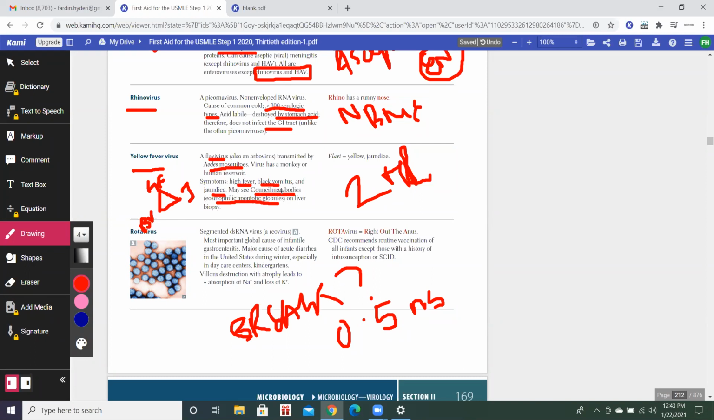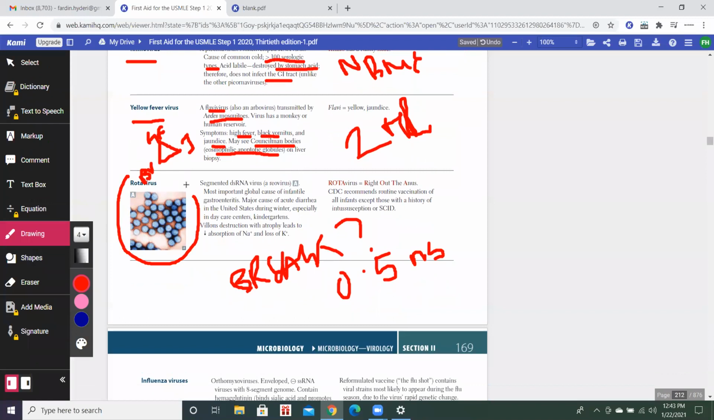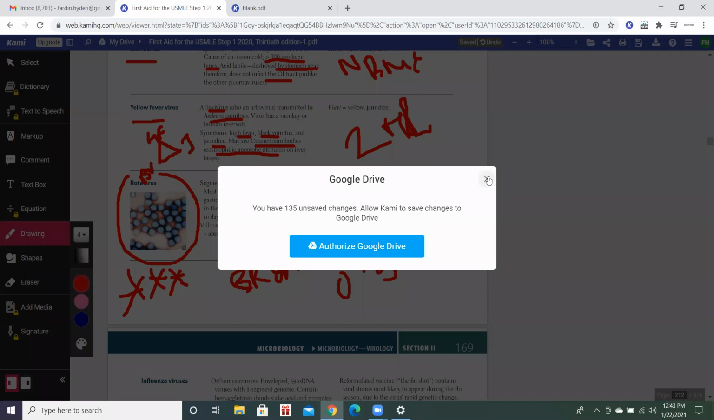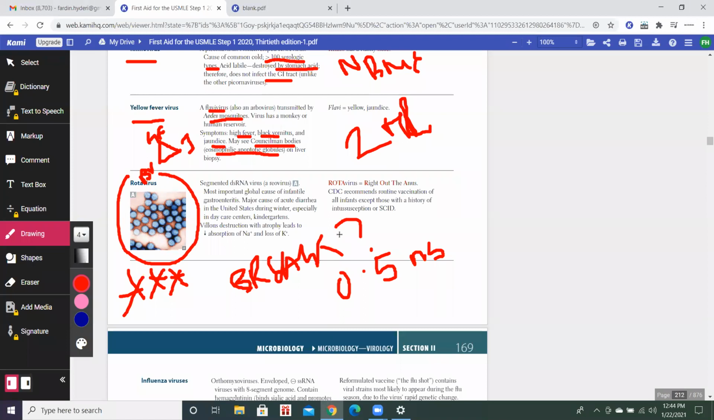Now, the virus of the hour. Rotavirus. Which family do they belong to? Reovirus. Are they segmented or not segmented? Segmented. How many segments are there? Ten to 12 segments. Rotavirus, is it single-stranded or double-stranded? Because all RNA viruses are single-stranded except reovirus, which is double-stranded.